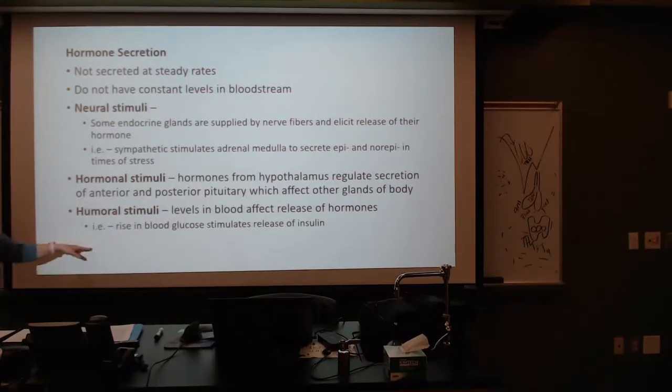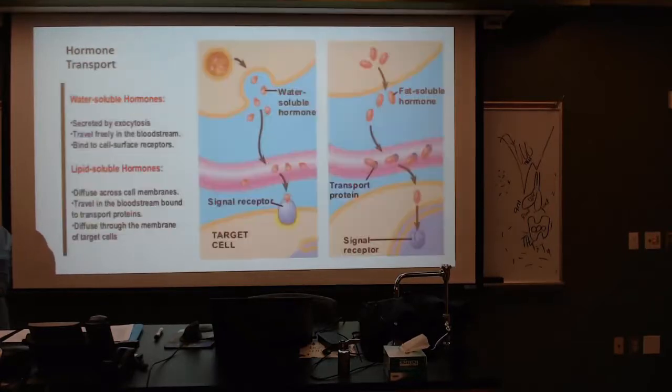The example for the humors is, of course, insulin, because that one is so important. When we eat, the goal is for the insulin to get released and help us utilize the sugar correctly. Now, I mentioned that we were either going to have the hormones be lipid-based or not.